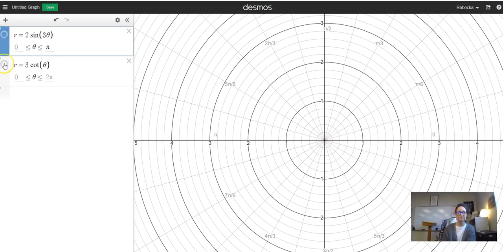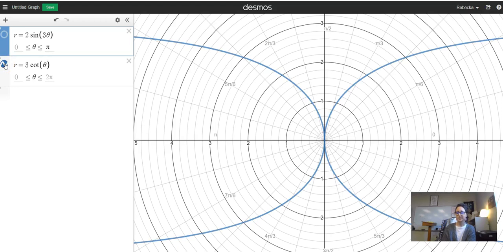Okay, so the second one, this was not in our list. I'm going to go ahead and turn it on. So what kind of symmetry would you say here? I would say all 3, right? So symmetric with respect to the polar axis, with the line theta equals pi over 2, as well as the pole. And the smallest theta interval that's going to produce the full graph is 0 to 2 pi. Again, Desmos just did that for us, okay?